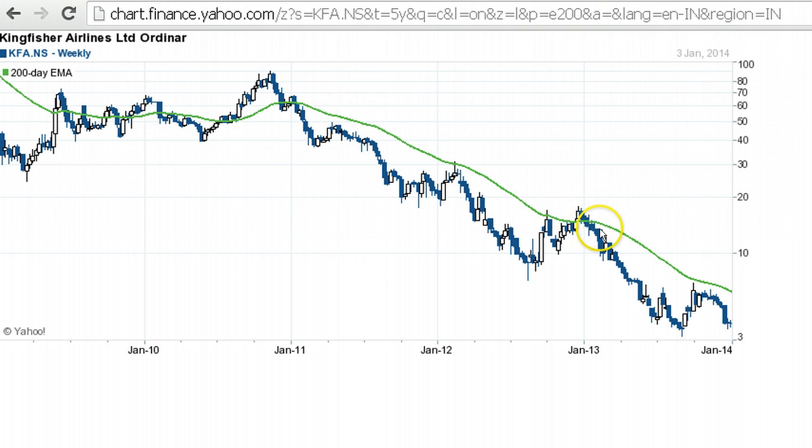But other than that, you can see that it just keeps going lower and lower, and it always stays below the 200 EMA line. And from a trader's perspective, once you know that a company is fundamentally weak or terribly weak, then you can look to go short at the 200-day EMA levels or exit at the 200-day EMA levels. Never look to invest for long term in fundamentally weak companies.